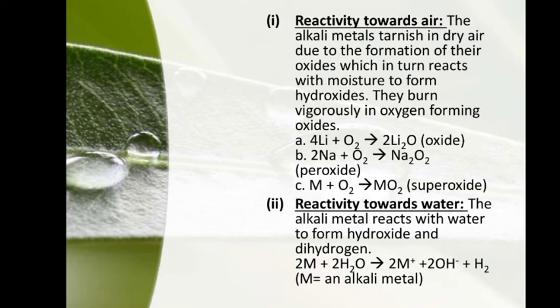And reactivity towards water. That we know, why they are known as alkali metals. When these alkali metals react with water, they give bases or alkali, that's why they are known as alkali metals. So they react with water, which produces bases or hydroxide. For example, instead of M, we can put any alkali metal, which reacts with water to produce bases.